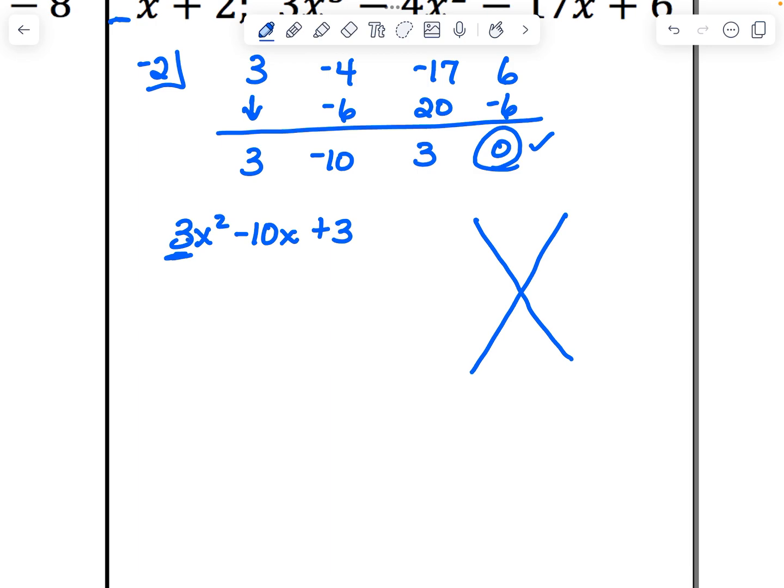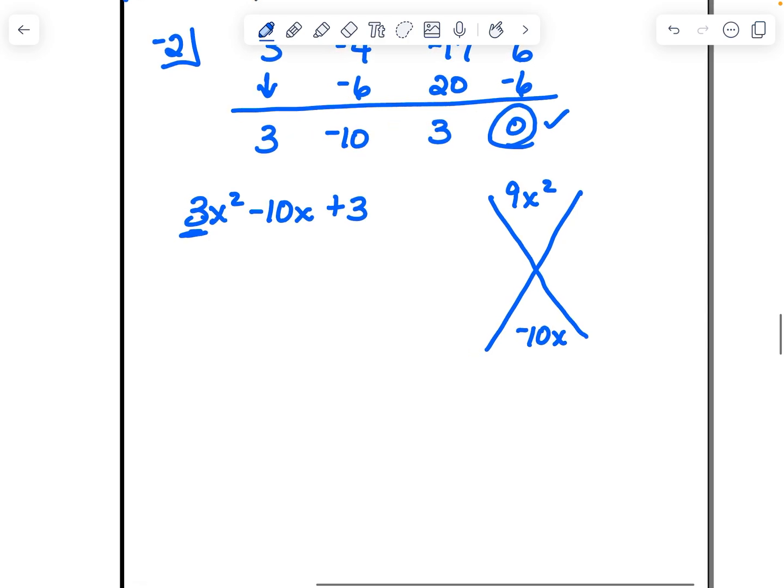So I multiply A and C, and I get 9x squared. And those need to combine to give me negative 10x. So what two factors that would give me a positive 9x squared would combine to give me negative 10x? That would be negative 9x and negative 1x, or negative x, however you want to write it.